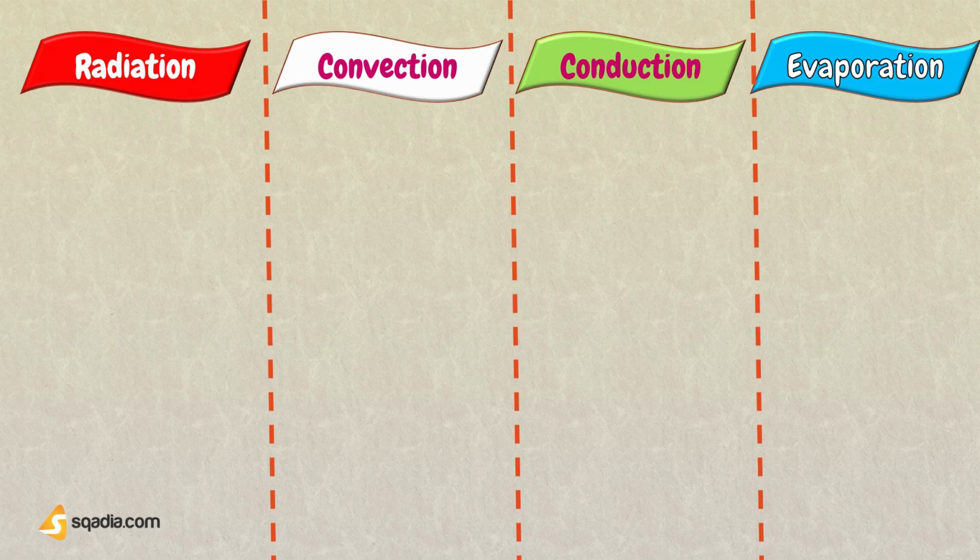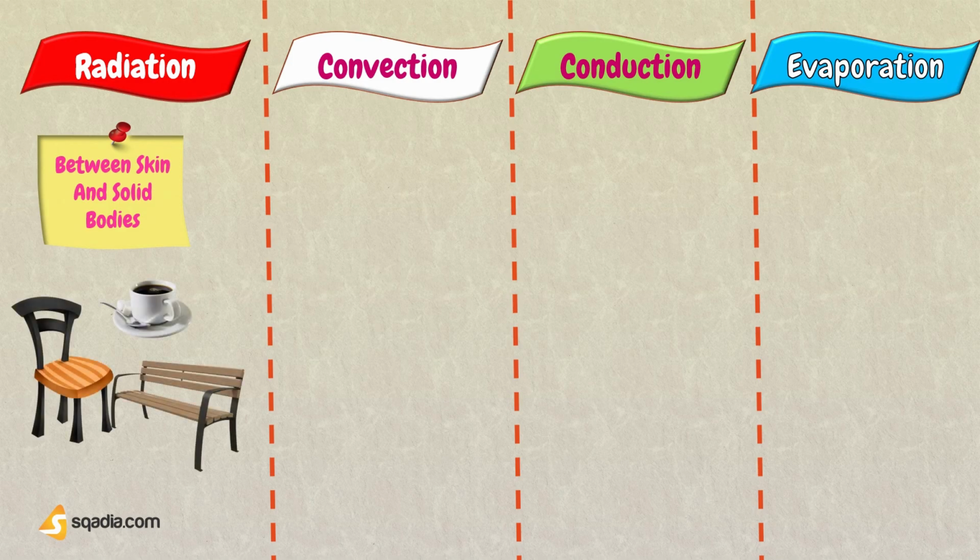Heat transfer by radiation occurs between the skin and solid bodies in the environment. The body gains or loses heat by radiation at a rate that is proportional to the temperature difference between the skin and the radiating body.